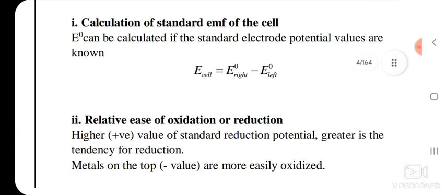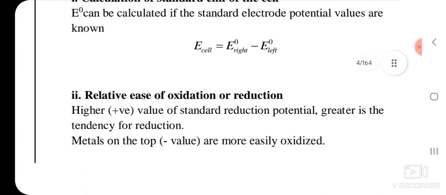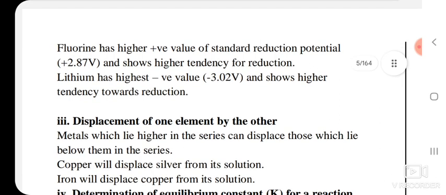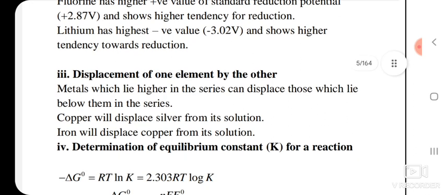Relative ease of oxidation or reduction. The higher the positive value of standard reduction potential, the greater is the tendency for reduction. Metals at the top, with negative values, are more easily oxidized. Fluorine has a high positive value of standard reduction potential, plus 2.87 volt, and shows a higher tendency for reduction. Lithium has the highest negative value, minus 3.02 volt, and shows a higher tendency towards oxidation.